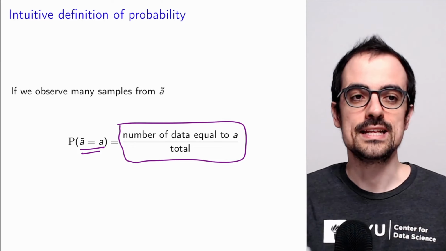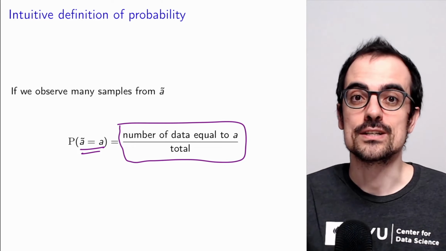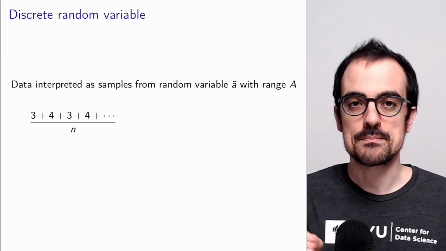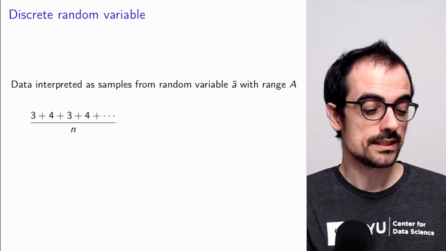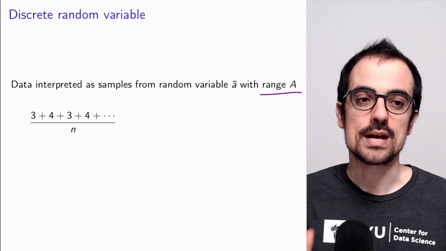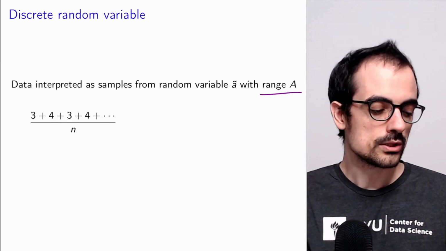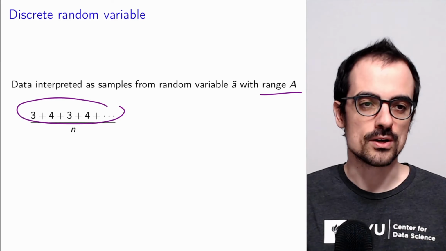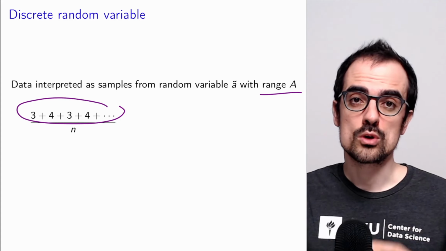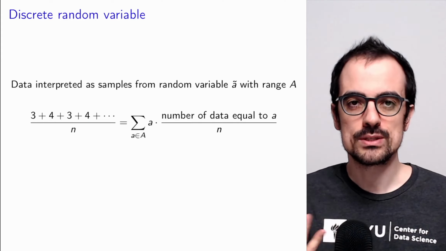We're going to use this intuitive definition of probability to derive a reasonable definition for the average of a random variable. So now let's imagine that we have samples from a discrete random variable that can take values in a certain set A. Here you can imagine that the set A maybe just contains 3 and 4. We want to express this average of a large number of samples in terms of the probabilities associated to the random variables. In order to do that, we're going to reformulate this sum, and we're going to say that this sum essentially can be written in the following way.